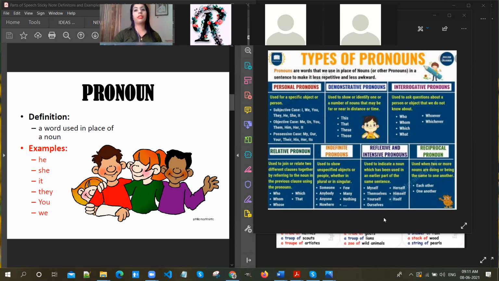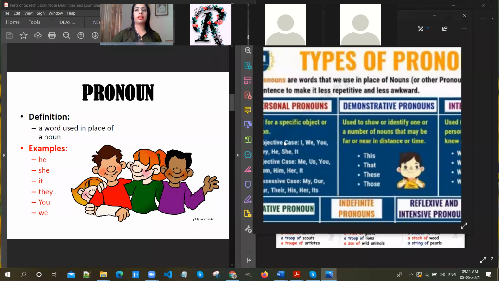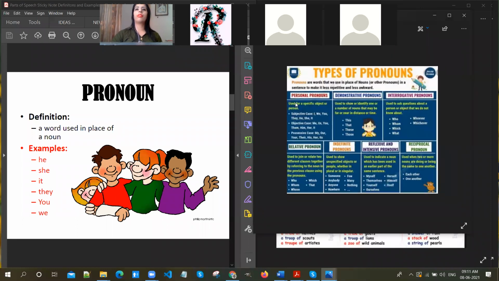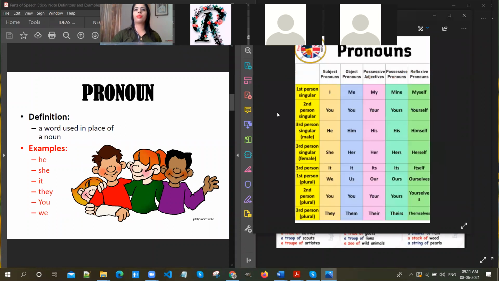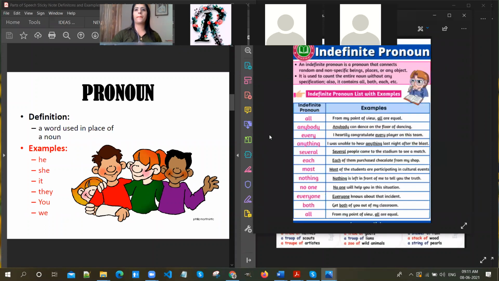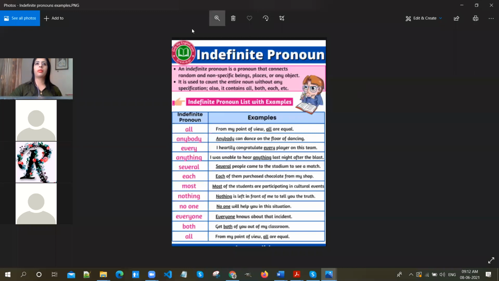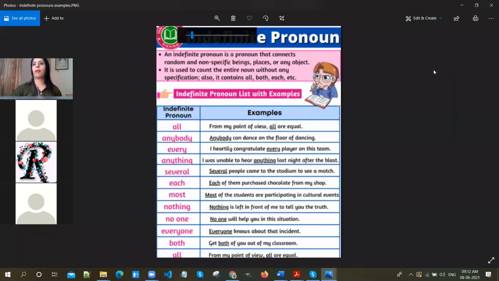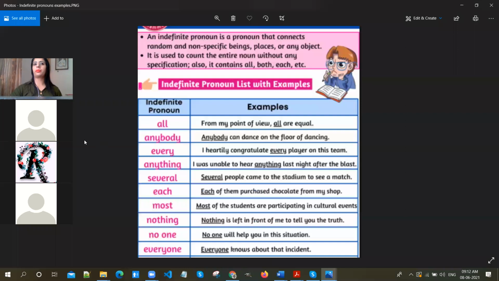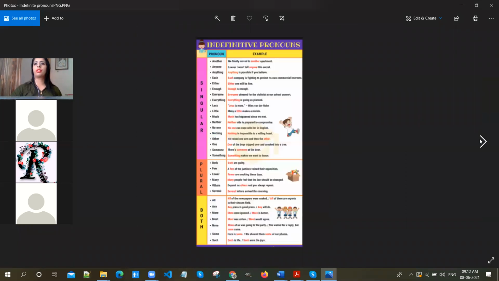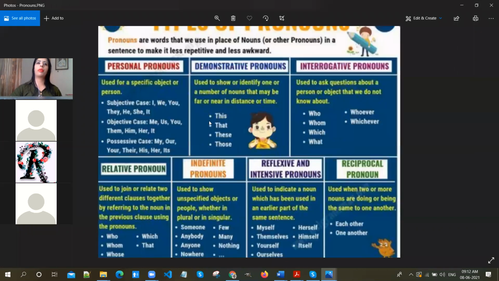So let me tell you what the different types of pronouns are and how we have to use them. There are various types of pronouns. I'll tell you first, if this screen is visible to you. Okay, let me increase the font size of the screen. Okay, so first of all, these are the types of pronouns.